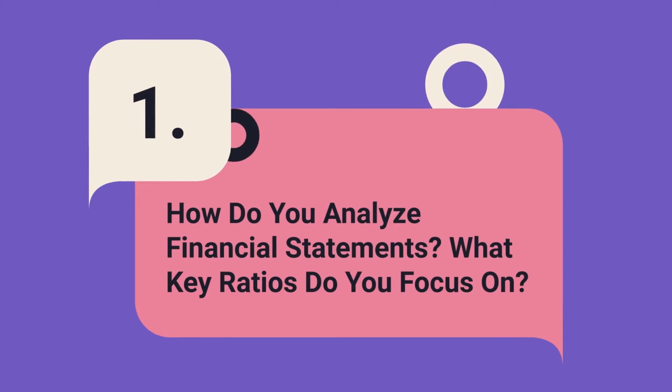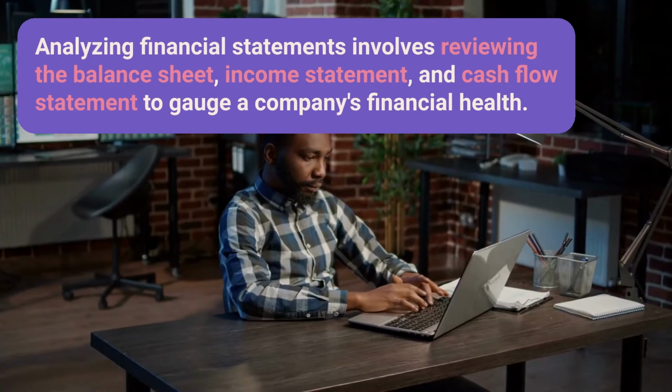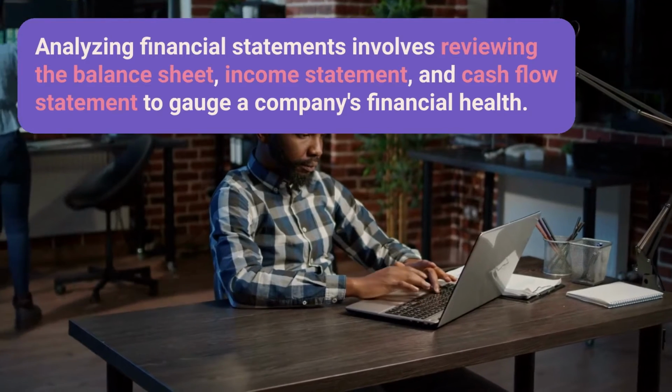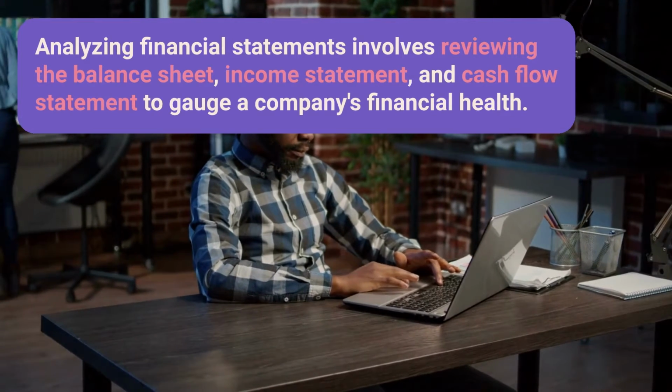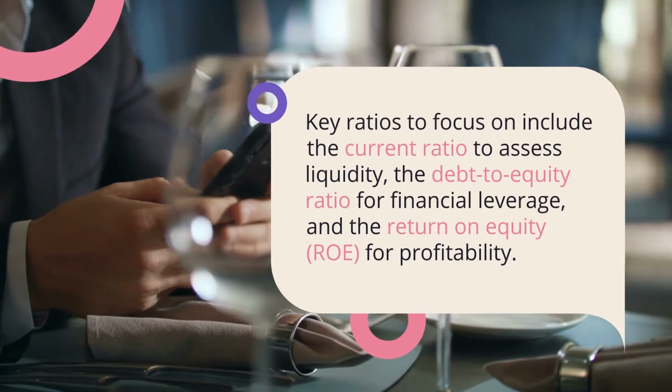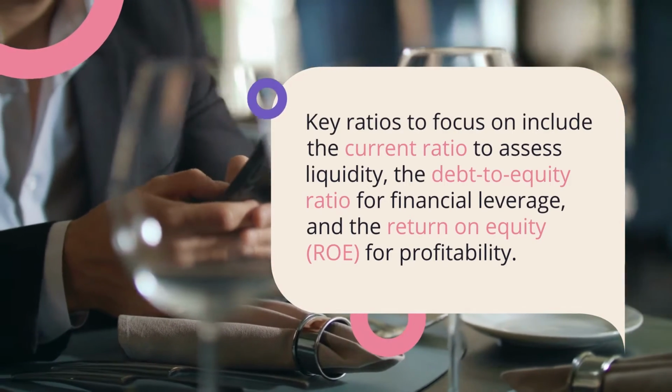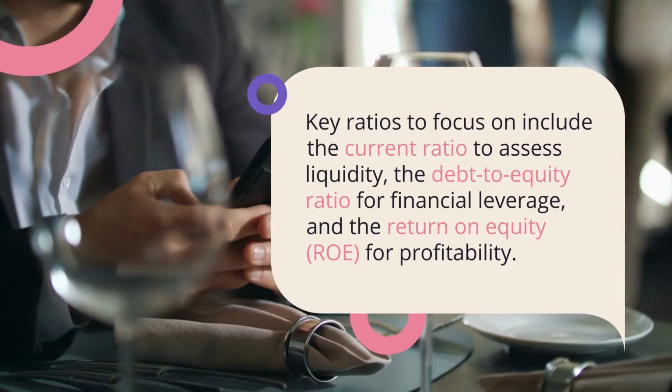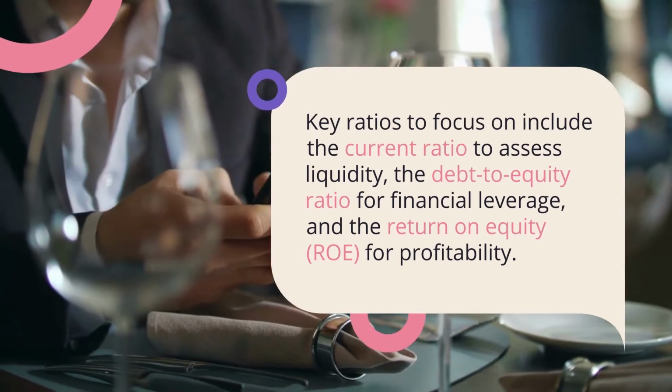1. How do you analyze financial statements? What key ratios do you focus on? Analyzing financial statements involves reviewing the balance sheet, income statement, and cash flow statement to gauge a company's financial health. Key ratios to focus on include the current ratio to assess liquidity, the debt-to-equity ratio for financial leverage, and the return on equity, ROE, for profitability.